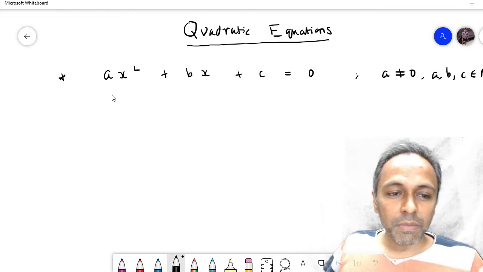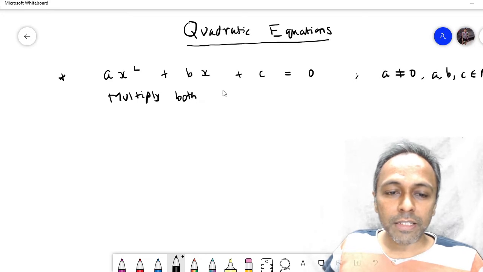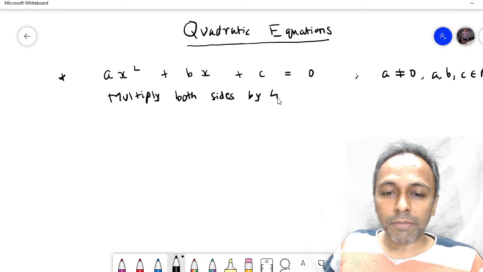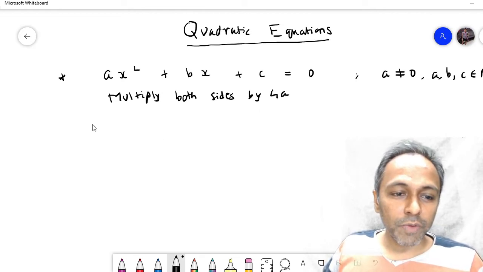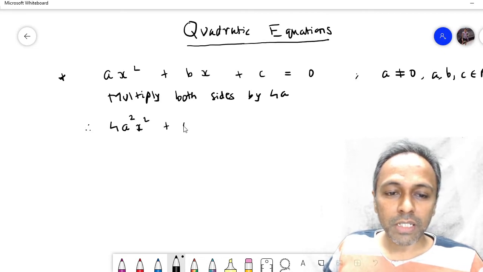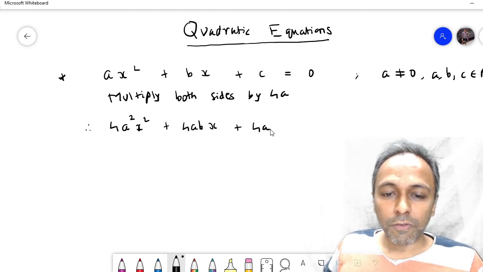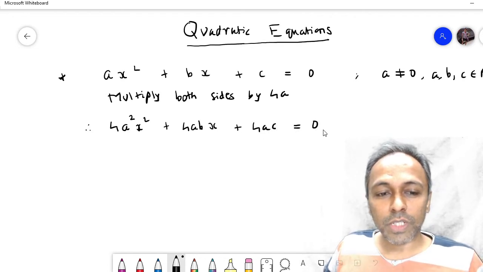Let us say we multiply both sides by 4a. Now you must be thinking, why only 4a? So let's wait for a moment. Let's multiply with 4a throughout. So 4a into ax square will become 4a square x square plus 4abx plus 4ac is equal to 0.